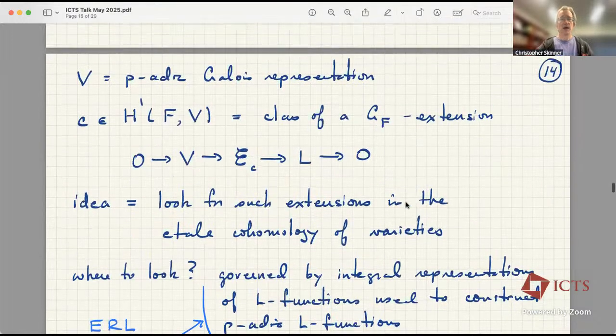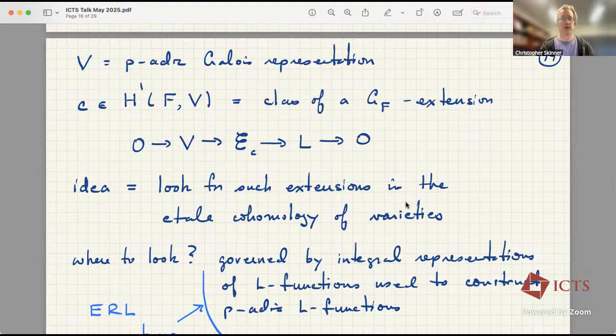All right. Here is the way I'm going to think about constructing classes that will make up an Euler system. And then we're actually going to do an example. So V is going to be a p-adic Galois representation. We're looking for cohomology classes of V, so Galois cohomology classes. If we have a class in H^1_F of V, this is the class of some extension of G_F representations. Actually, it's the extension of the trivial representation by V, or V by the trivial representation.